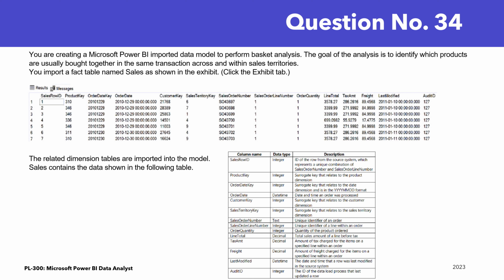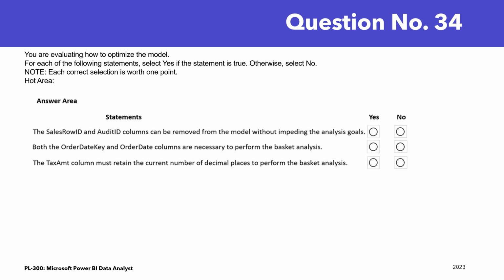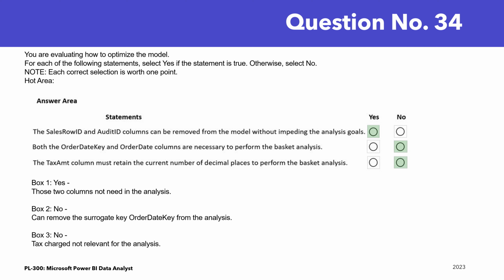Sales contains the data shown in the following table. You are evaluating how to optimize the model. For each of the following statements, select yes if the statement is true. Otherwise, select no. The SalesRowID and AuditID columns can be removed from the model without impeding the analysis goals.